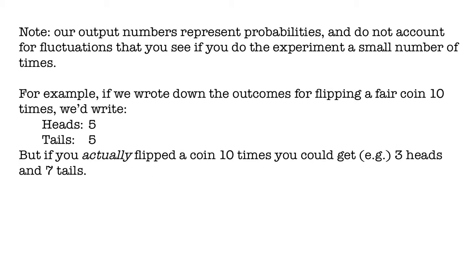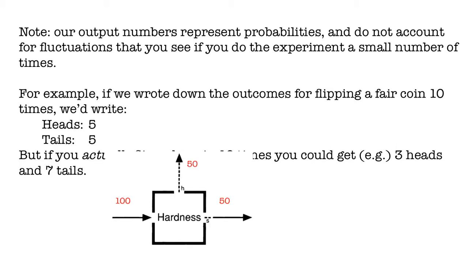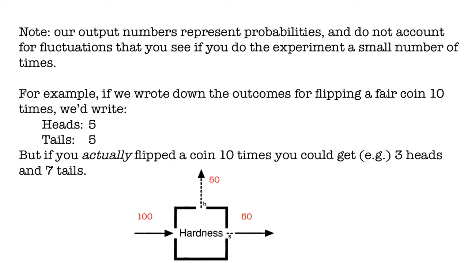Okay, so when we write down a diagram like this, we are saying that if 100 electrons come into this hardness box, we have a 50-50 probability that those electrons are going to come out the hard and soft port. But if you actually did this experiment, maybe it's 45 and 55 or 60-40 and so on. So we're not accounting for statistical fluctuations on a given experiment. We're only talking about the underlying probabilities, which are exact calculable numbers.